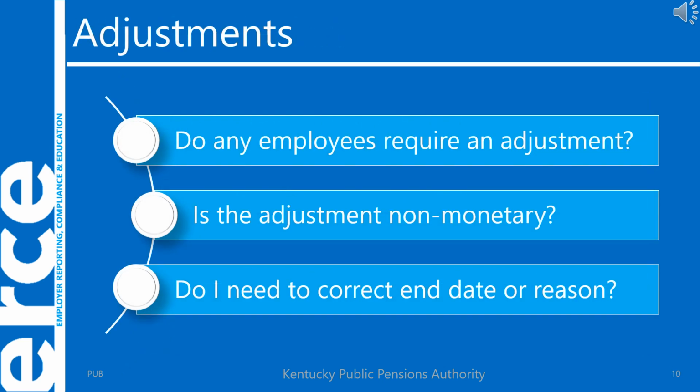If you need to make a non-monetary adjustment to an employee account, like adding an end date or end reason, then the Adjustment module on the Report tab is a place to complete this action. Again, review each question and complete the process in ESS only if the adjustment is non-monetary. If you have questions about an adjustment or whether any action is required, please contact your ERCE representative for assistance.